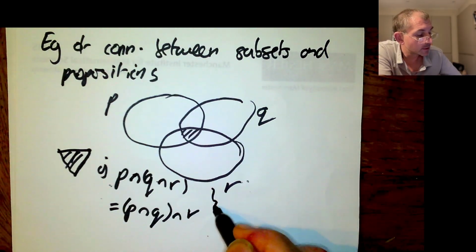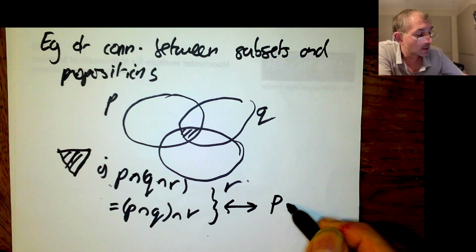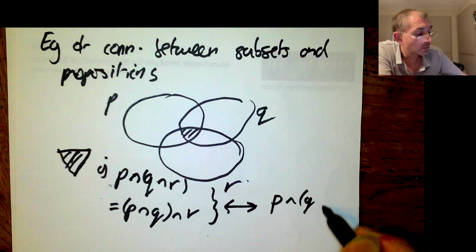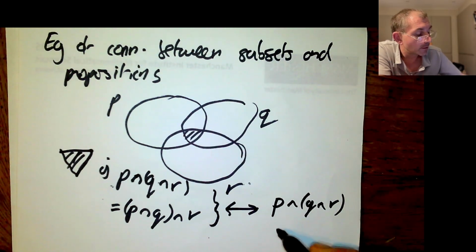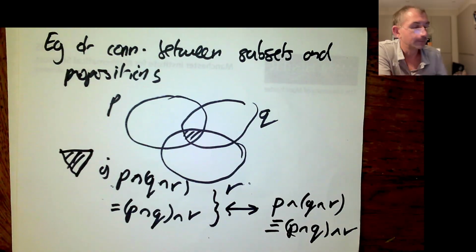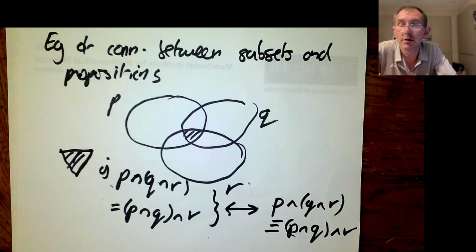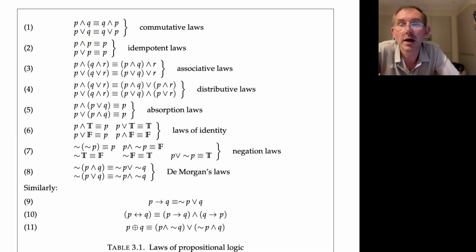And this law of Boolean algebra corresponds to the associative law that we've just seen: P and Q and R is logically equivalent to P and Q and R, however bracketed. The rest of these are all very similar, and some of the exercises will be just to establish some of these for yourself using truth tables, or just by connecting them with the laws of Boolean logic.